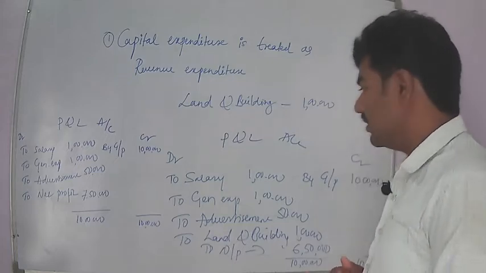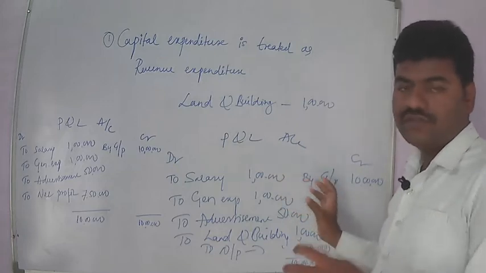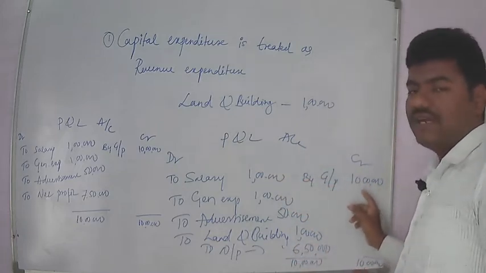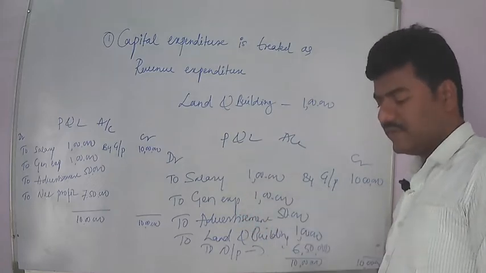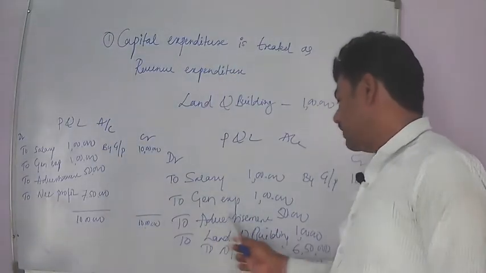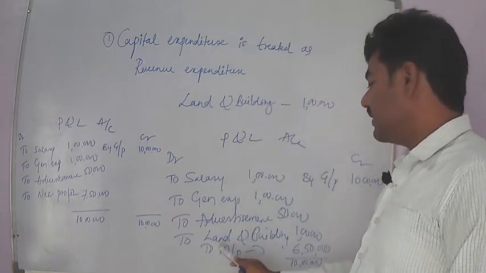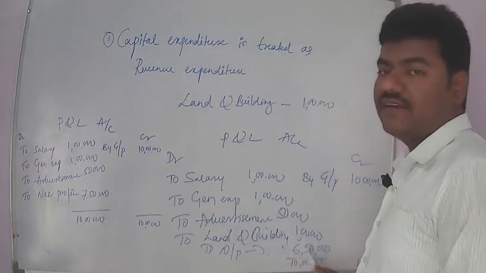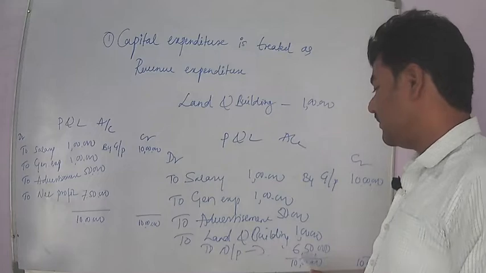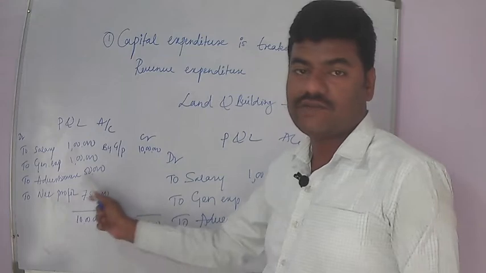Let us look into the impact of this. In the profit and loss account, I have assumed some values. The gross profit is 10 lakh. Salary 1 lakh, general expenses 1 lakh, advertisement 50,000, land and building rupees 1 lakh. Here land and building is treated as revenue expenditure, so profitability will decline. The profit is rupees 6,50,000. If I don't consider land and building in the profit and loss account, my profit would be 7,50,000.